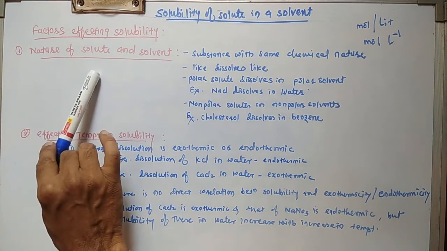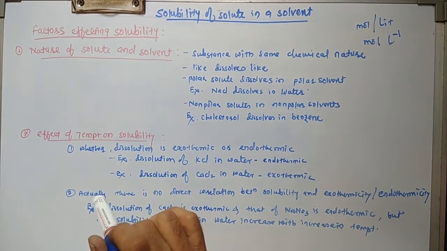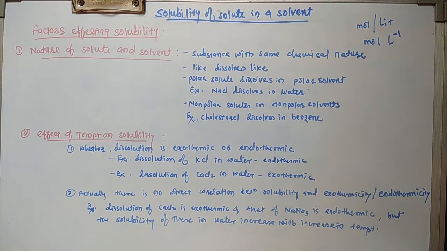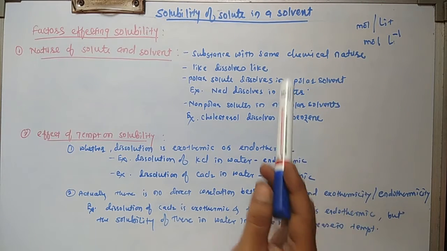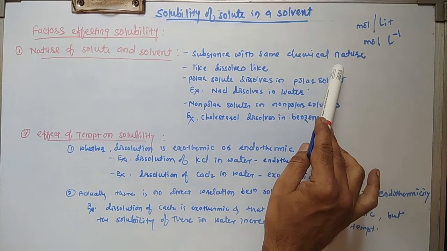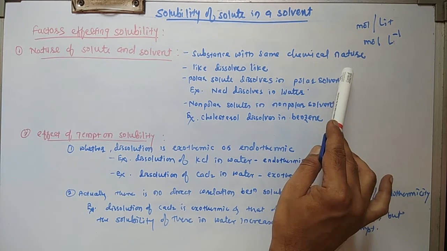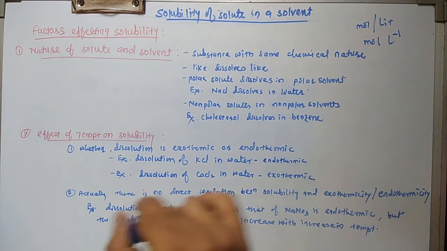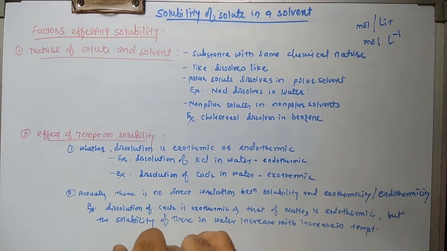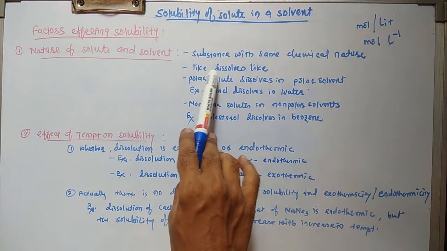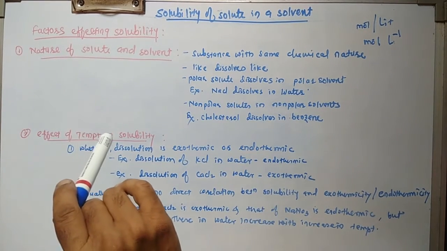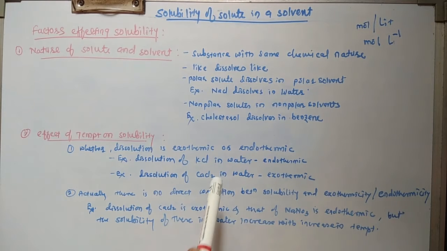The first factor is nature of solute and solvent. How the nature of solute and solvent affects the solubility, let us see. Generally, compounds with similar chemical nature or similar chemical properties are more readily soluble in each other than those with entirely different chemical characters. That means, like dissolves like. Substances having similar intermolecular forces are likely to be soluble in each other.